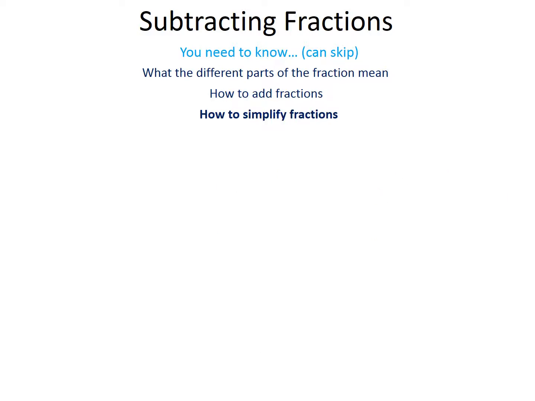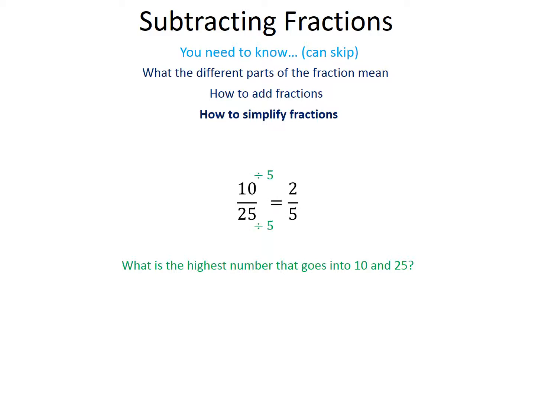Now we'll also just need to simplify our answers as well, so let's make sure we remember that. If I've got 10/25, the question I'm asking is what is the highest number that goes into 10 and 25? And whatever number that is, we're going to divide 10 and 25 by that number. So it's 5, and if we divide 10 by 5 and 25 by 5, we end up with 2 over 5. And I know I've done it right. I know I'm in simplest form because nothing else goes into 2 and 5.